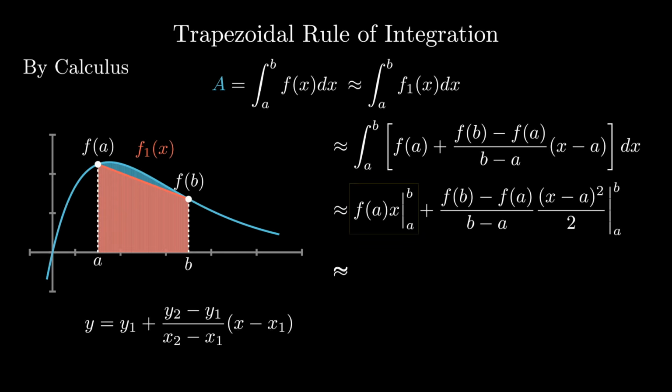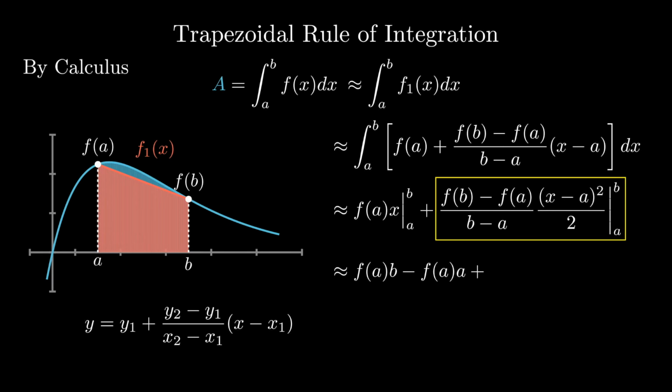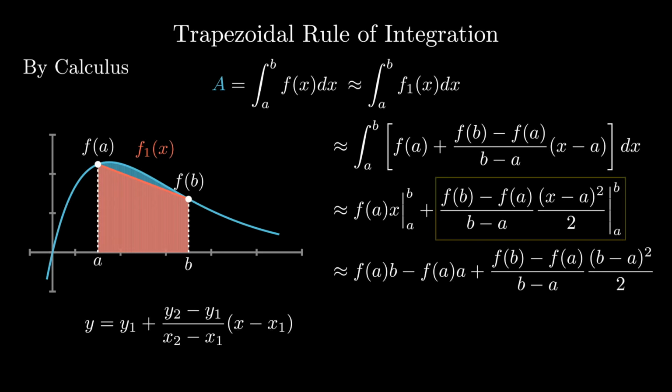In the next step, let's evaluate limits. Substituting first the upper limit and next the lower limit in place of x and subtracting them, we get f of A times B minus f of A times A, plus, in the next term, substituting the upper limit B, we get f of B minus f of A over B minus A times B minus A whole squared over 2. If we substitute the lower limit A in place of x, the term becomes 0, so let's not write it.